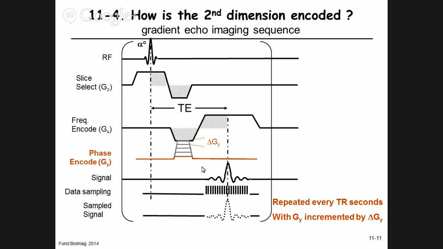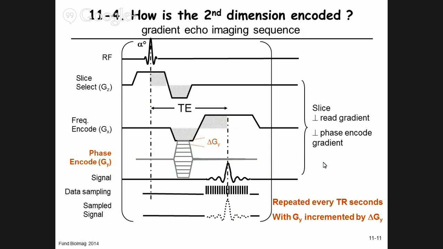I'll do it again, etc. And every TR seconds, the same thing is repeated. An alpha degree pulse, slice select gradient, readout gradient, and in there is the phase encode gradient that is changed linearly with time. That's the experiment that's being done.